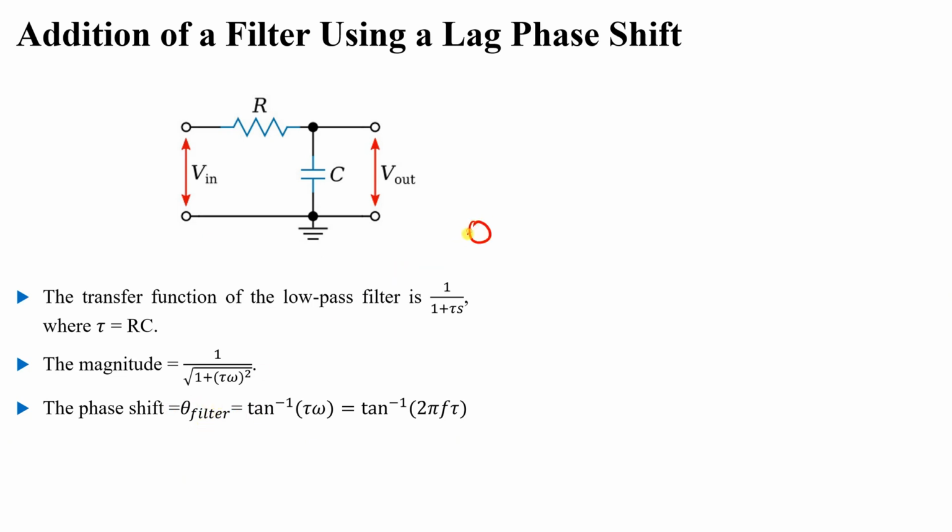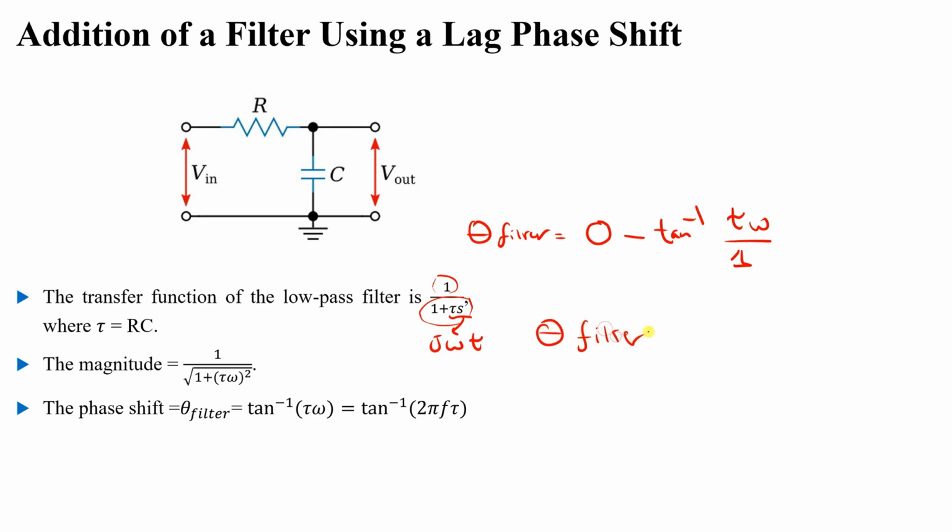So simply, theta filter, or the angle of this transfer function, will be this angle minus this angle. This angle will be 0, minus this angle, which will be negative tan minus 1 of imaginary over real, which is tau omega over 1. Imaginary over real, this is j omega tau, all of it j omega tau, so the imaginary part is omega tau here. So theta filter will be minus tan minus 1 omega tau. Okay, like this.